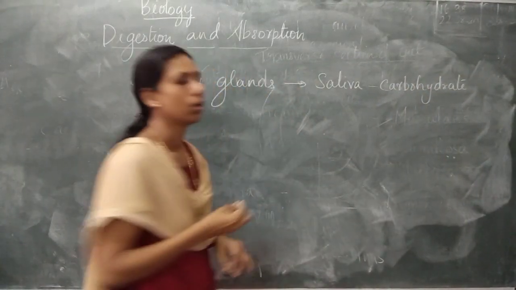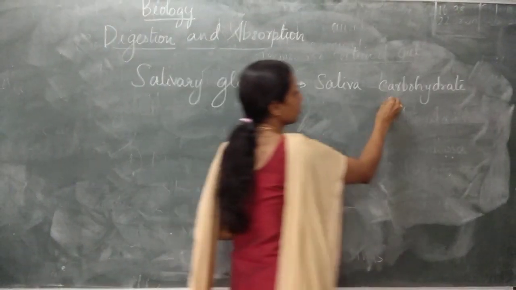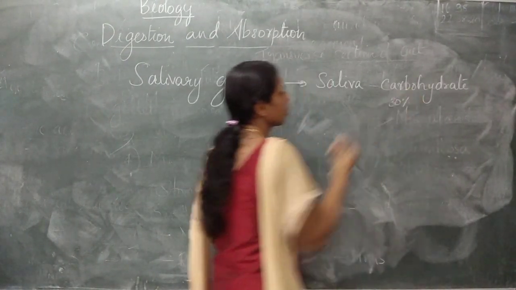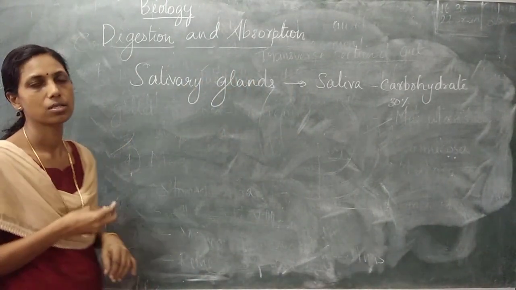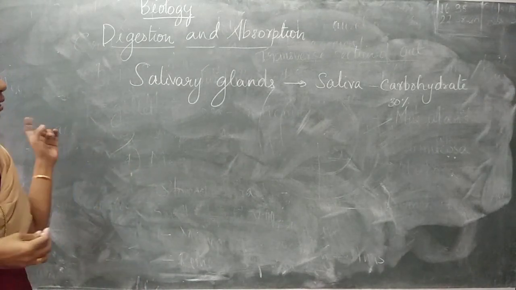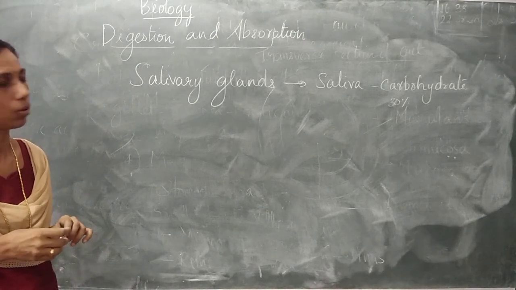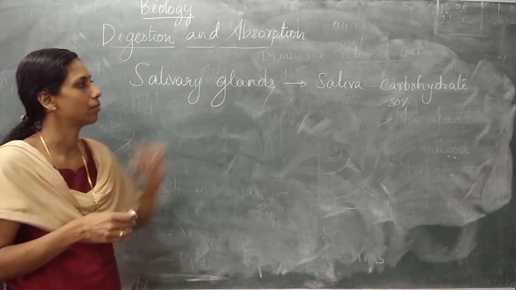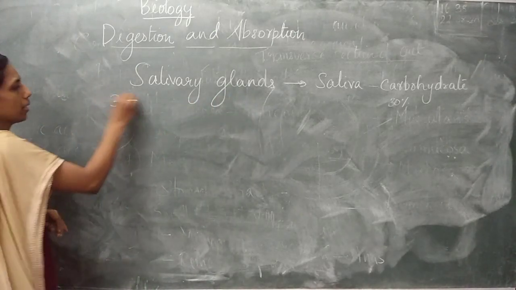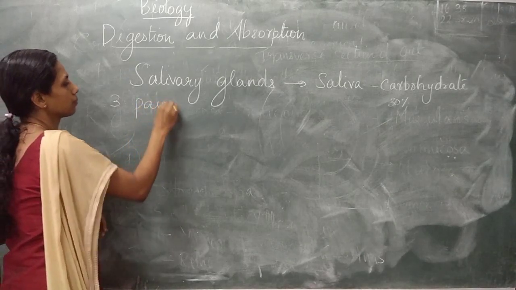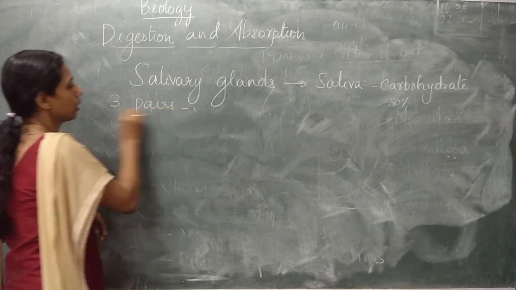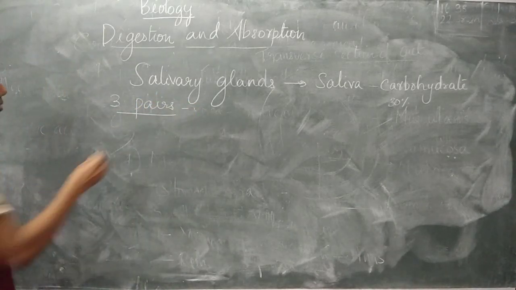That too, around 30% of the carbohydrate gets digested inside the mouth. That is why we should chew the food properly inside the mouth, and only then we should swallow. So this saliva is produced by the salivary glands. There are three pairs of salivary glands.